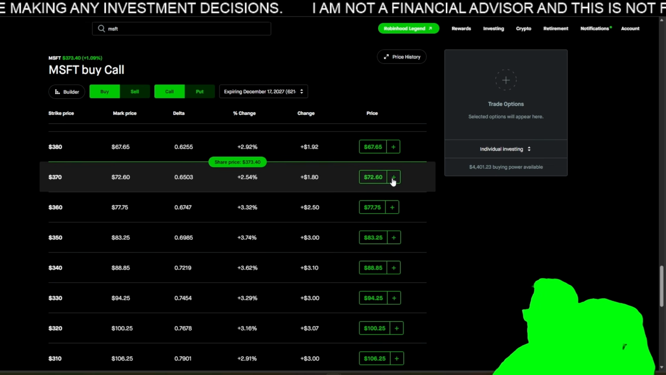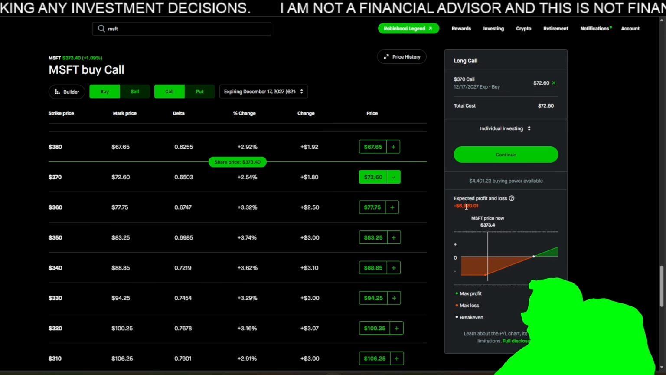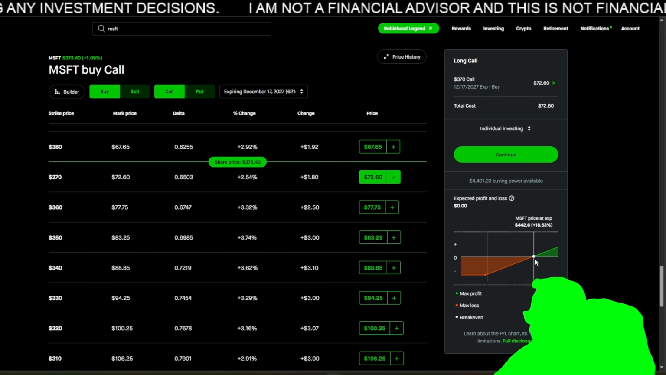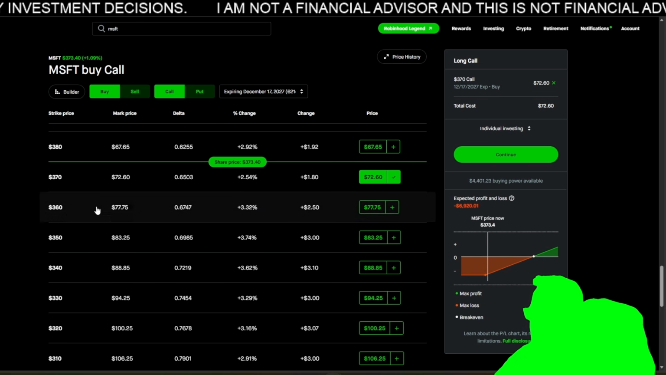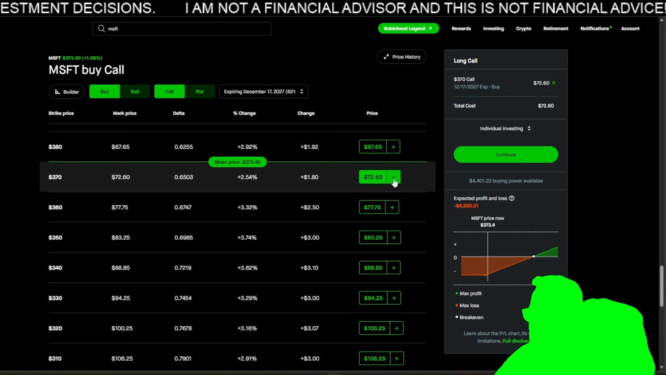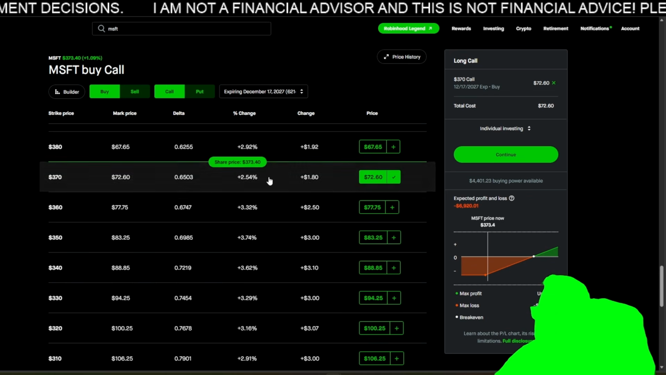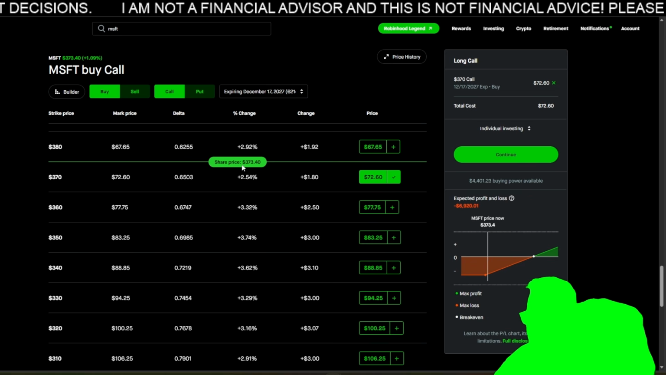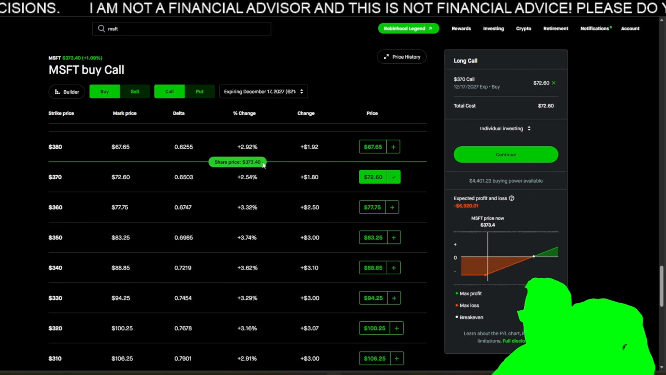So even though you're like, oh, this is free money here, it's actually not because your break even is actually at $442. Take your strike price plus how much you pay. That gives you the break even of $442. Microsoft is not there. It's at $373. So that's something to keep in mind.